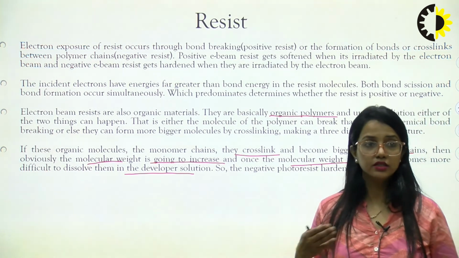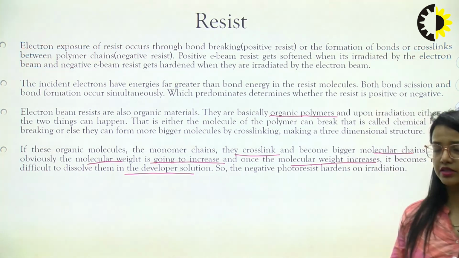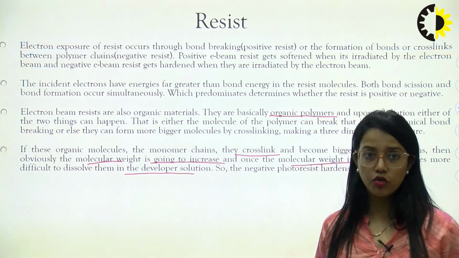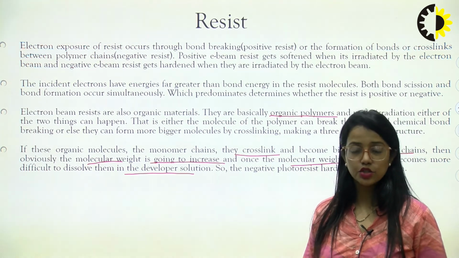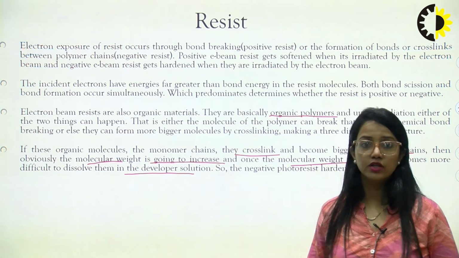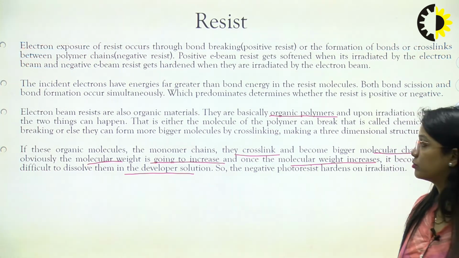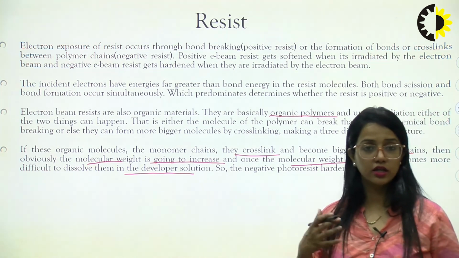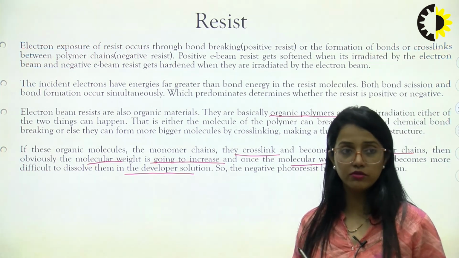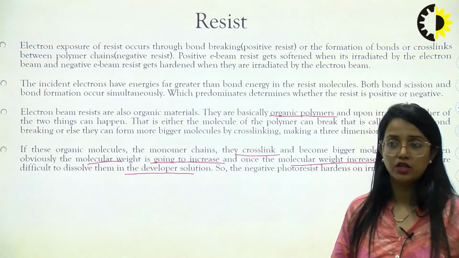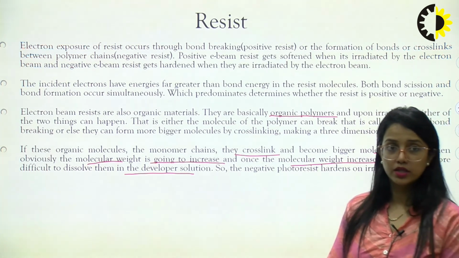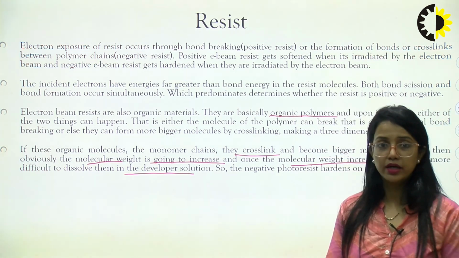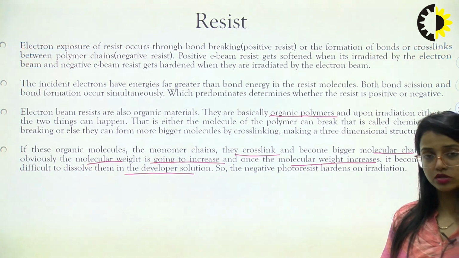When the incident electrons have an energy greater than the energy of the bond, a situation takes place where the bond breaks. The electron beam will overcome the energy which was required for the formation of the bond. Which process predominates determines whether the resist is positive or negative.